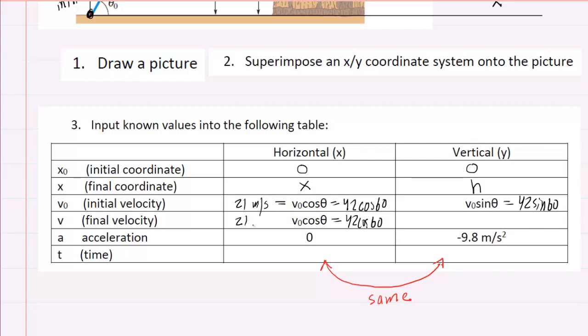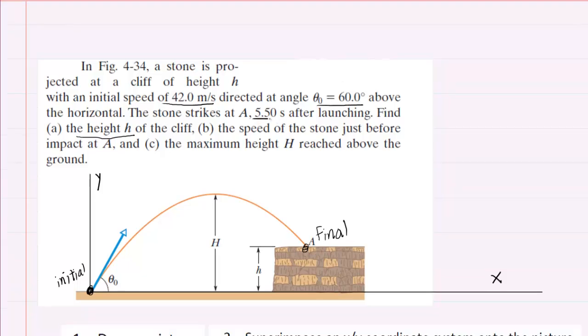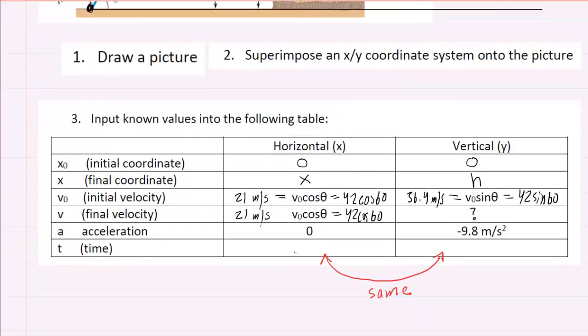The same will be true here for the final velocity in the horizontal direction. And then over here, 42 times the sine of 60 is 36.4 approximately. So we'll put that in for the initial vertical velocity. We do not know the final velocity in the vertical direction, so we'll keep that as an unknown for now. The accelerations are given, as we noted, they're always those values. And then the time, let's see if they gave us the time it took. They actually did. They said 5.5 seconds it's going to strike at point A. So we'll put 5.5 seconds into our table. And remember, if you put 5.5 seconds for the horizontal, you'll put 5.5 seconds in for the vertical.